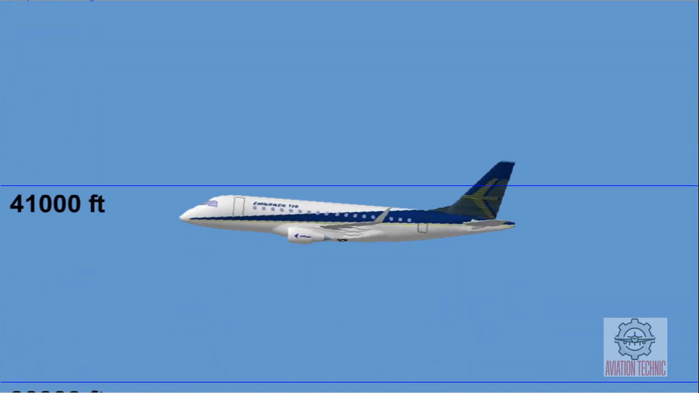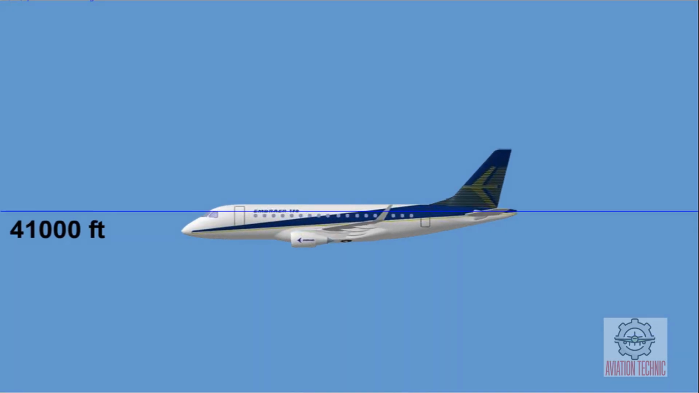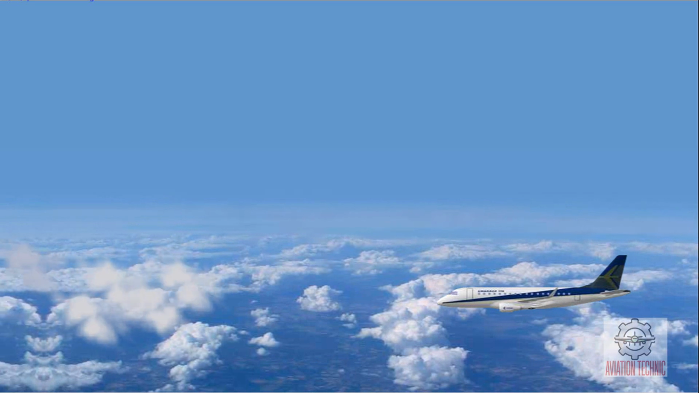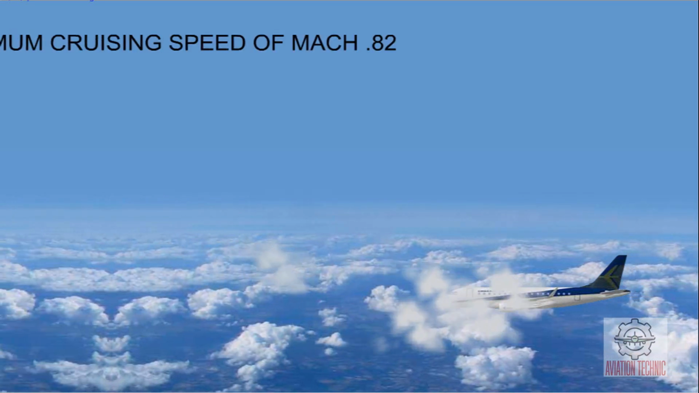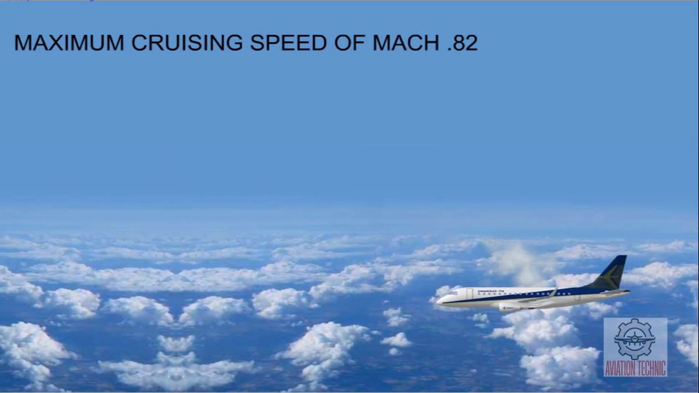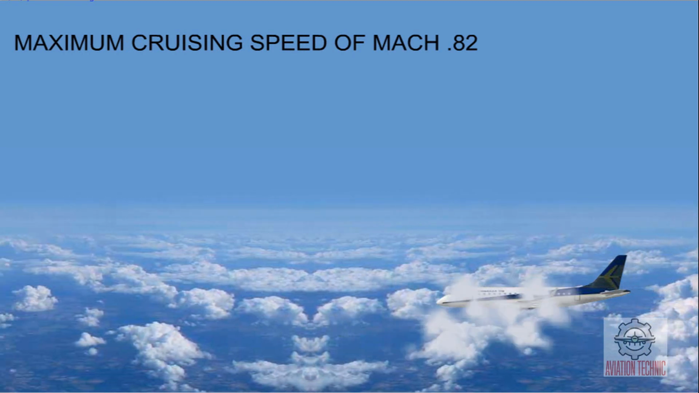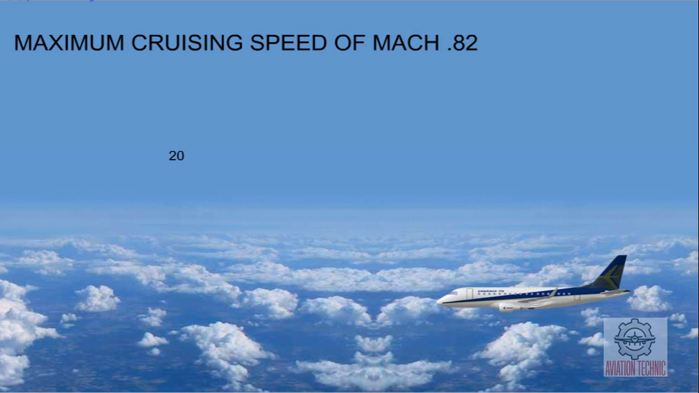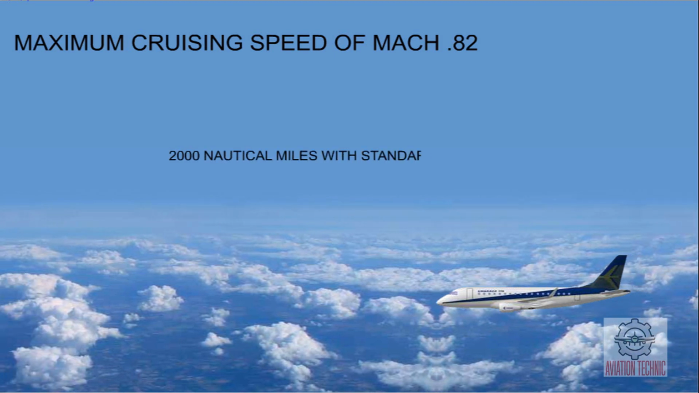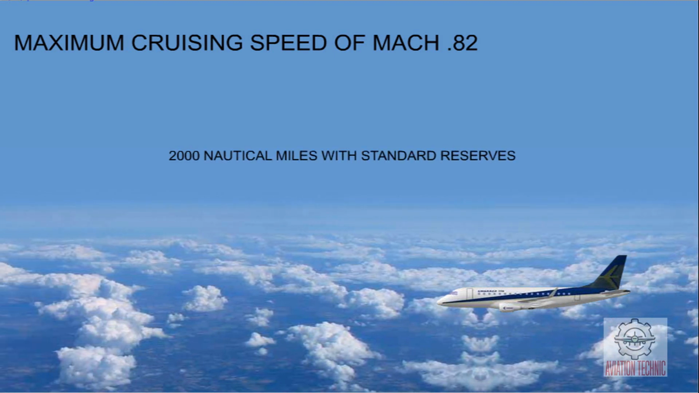The Embraer 170 is designed to operate from short runways and is able to approach airports with steep approaches, and has a certified ceiling of 41,000 feet. The Embraer 170 has a maximum cruising speed of Mach 0.82. Depending on the long or normal range version, it can reach destinations upwards of 2,000 nautical miles with standard reserves.